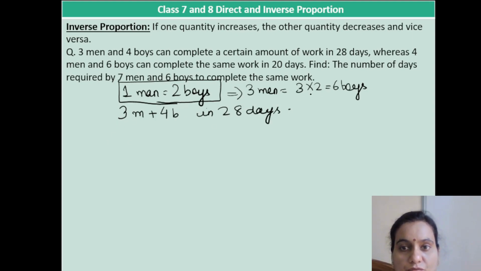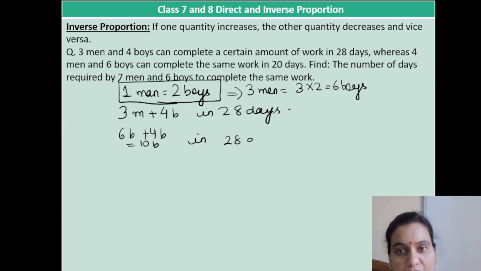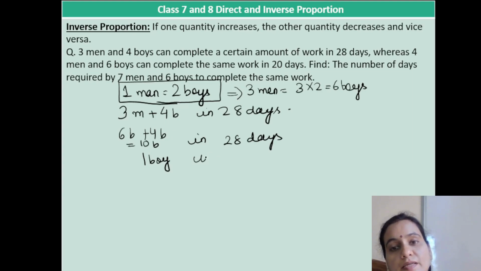So it will be 6 boys plus 4 boys. So it will become 10 boys. Total, 10 boys can complete the same work in 28 days. That means, same thing, one boy can complete the same work in how many days? He will be able to complete in 28 into 10, he will take 280 days to complete the same work.